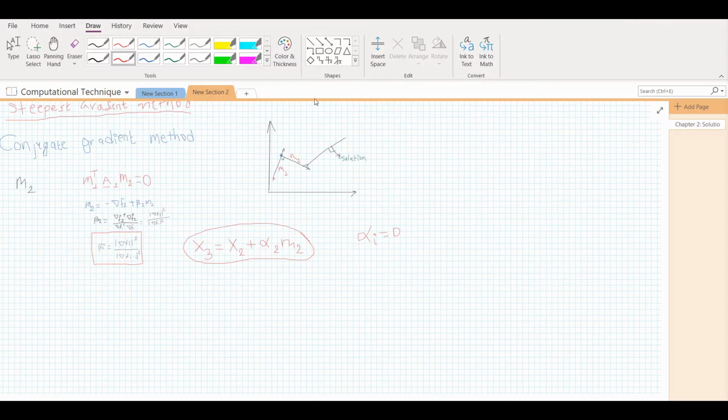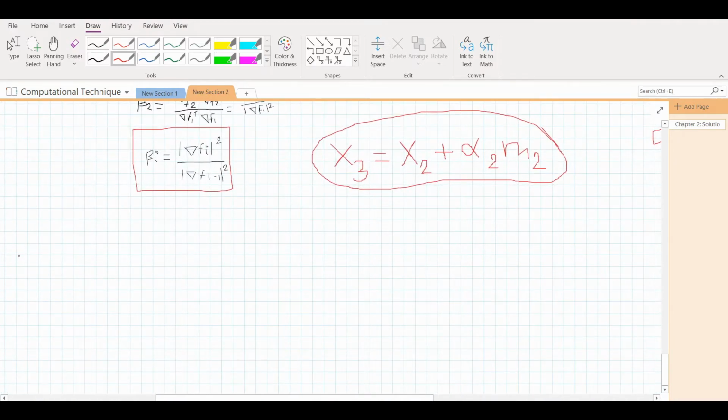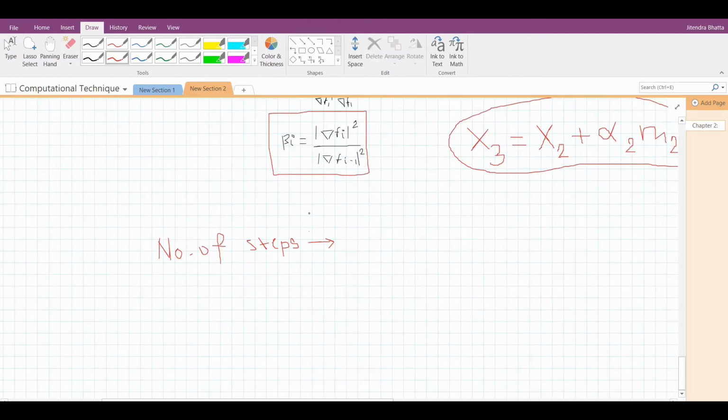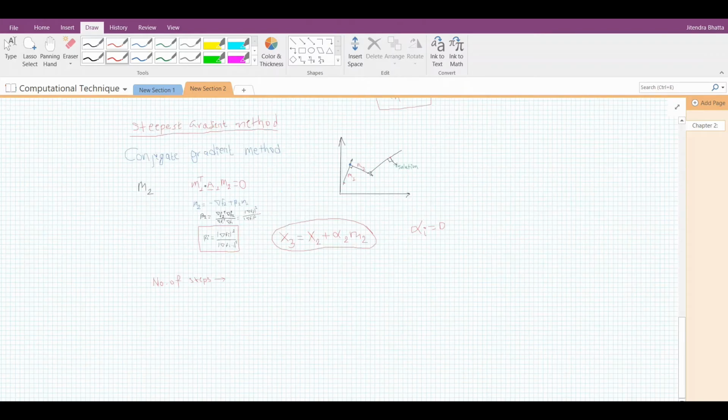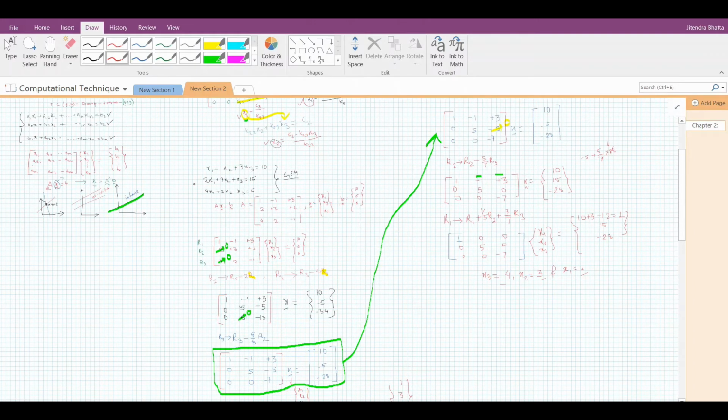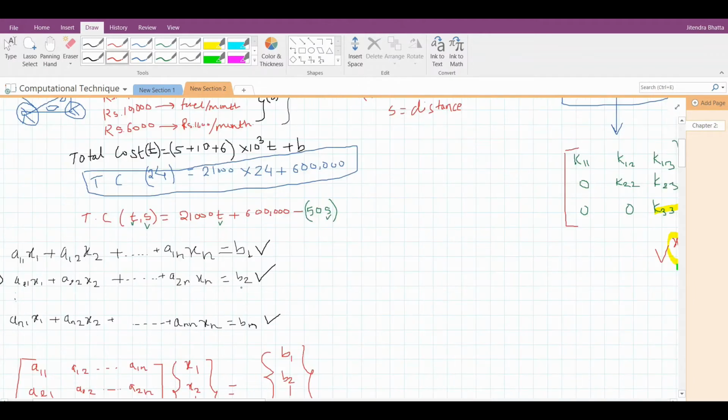Now in conjugate gradient method, the number of steps that are required, or the number of iterations to solve a problem, depends upon the number of variables, which are known as decision variables. For example, for a problem like this one, and we have two variables t and s, then the number of steps that the conjugate gradient method will take will be 2.